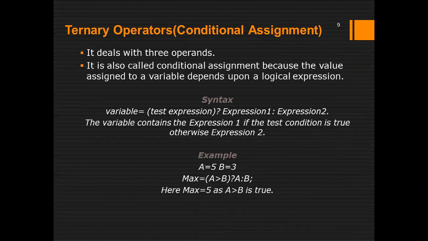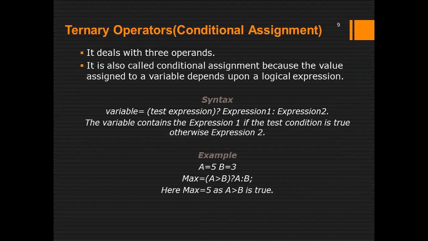Now we are going to learn the next type of operator, that is the ternary operator, which is also known as conditional assignment. The ternary operator deals with 3 operands. It is also called conditional assignment because the value assigned to a variable depends upon a logical expression. I repeat, it is also known as conditional assignment because the value assigned to a variable depends upon a logical expression. Now look at the syntax given. Variable is equal to test expression question mark expression 1 colon expression 2.